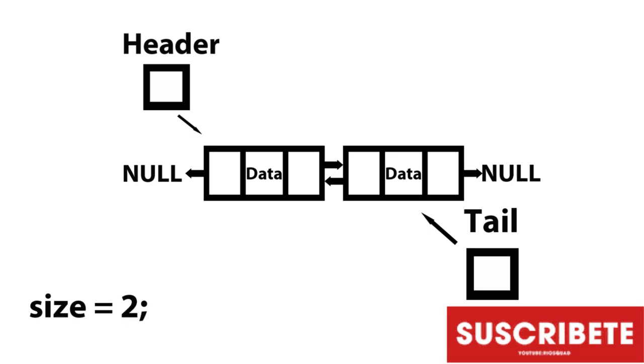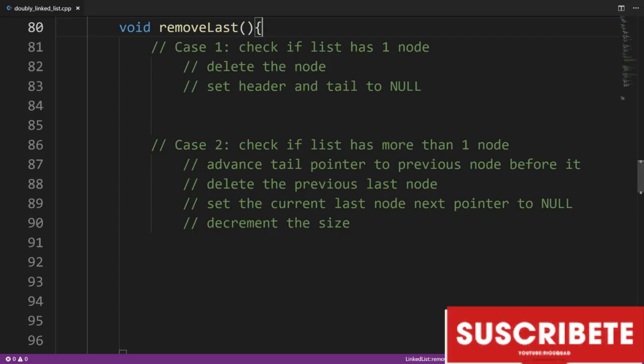So now let's actually take a look at how we can implement this by using code. So from here, you can see we have our remove last method. It's not returning anything, so it's void, and it takes in no parameters.